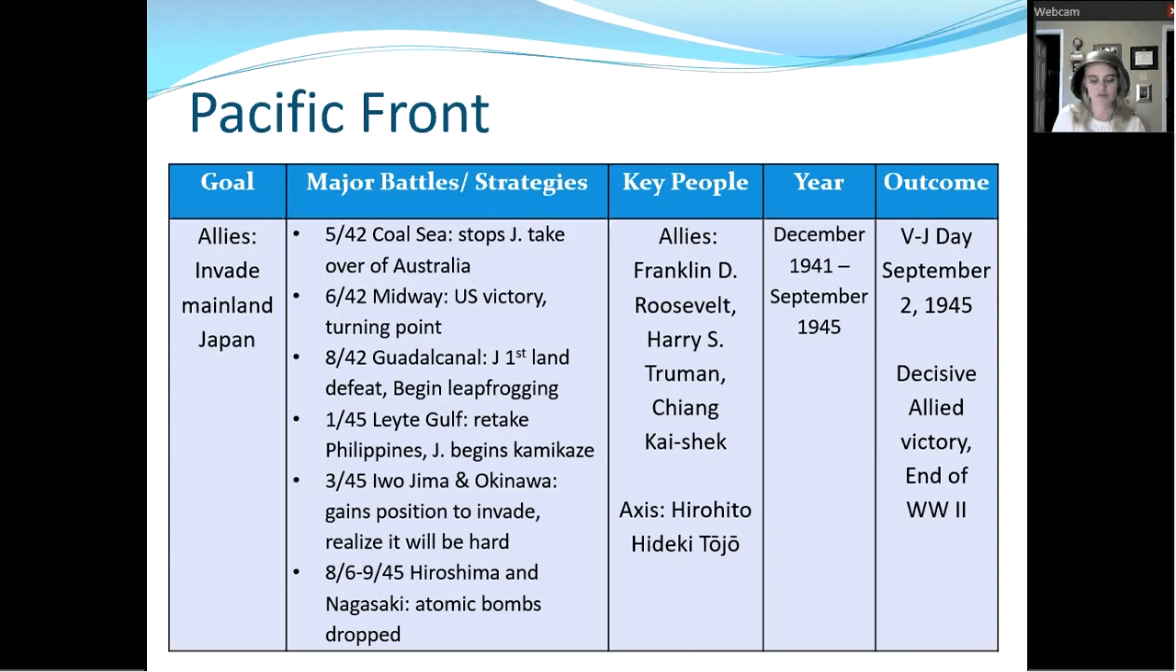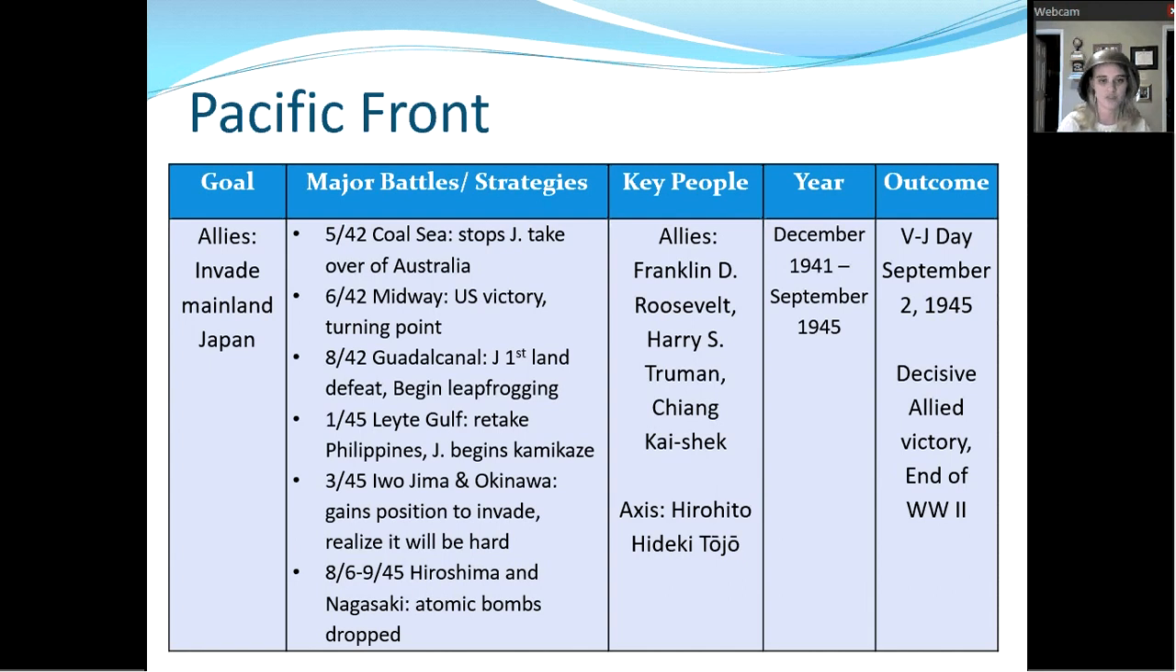The Pacific Front. So this is going to be primarily fought between the U.S. and Japan. And our major goal here is to push through the Pacific Islands up into the Japanese mainland. So there's a few major battles here that you need to know. The first is in 1942, the Battle of Coral Sea. The Battle of Coral Sea stops the Japanese attempt to take over Australia.